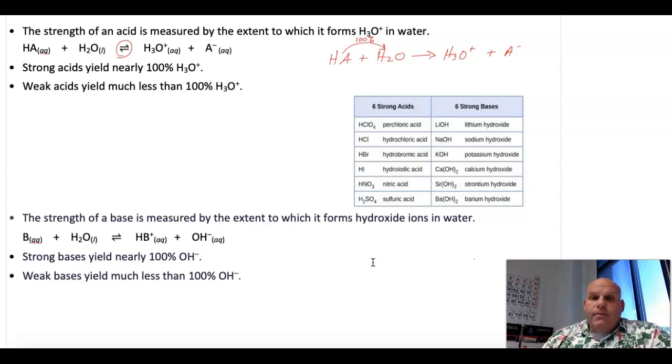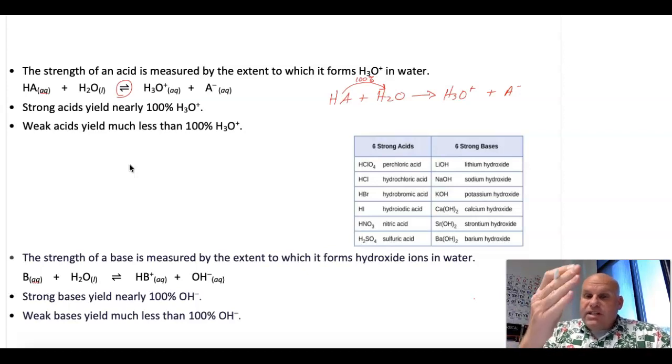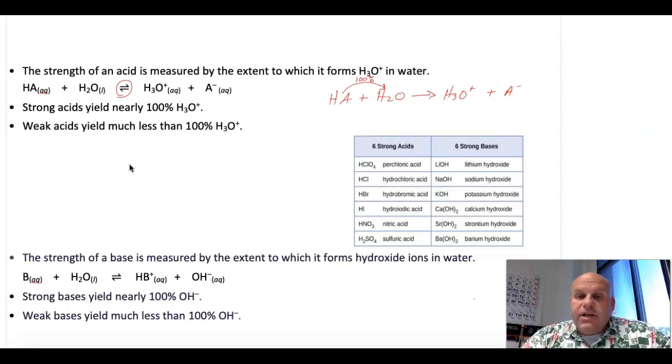So again, we need to be really comfortable with the notion of the difference between a strong and weak species. Please make sure you copy these strong acids and bases down, and really all we can do is commit these to memory. You'll notice there are some similarities based on the halogens, but at the end of the day, we just need to memorize these strong acids and strong bases.